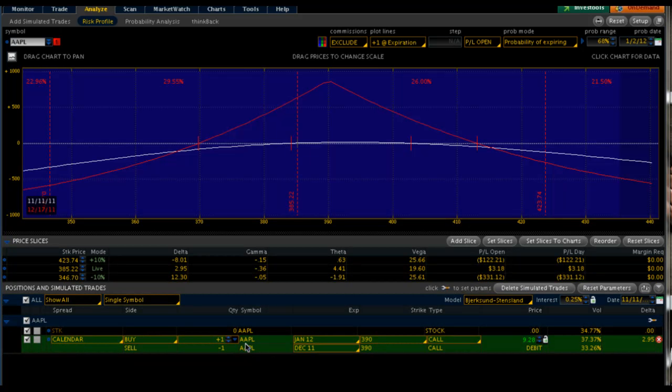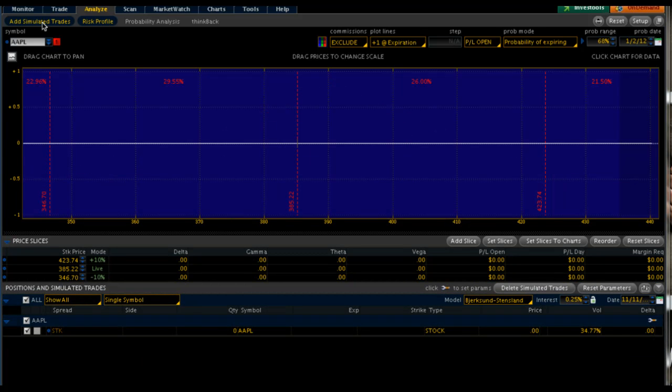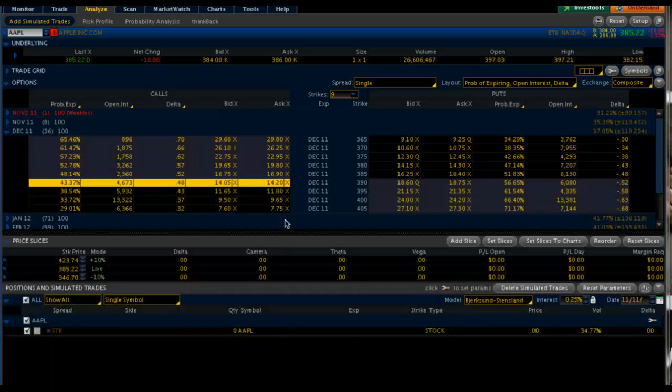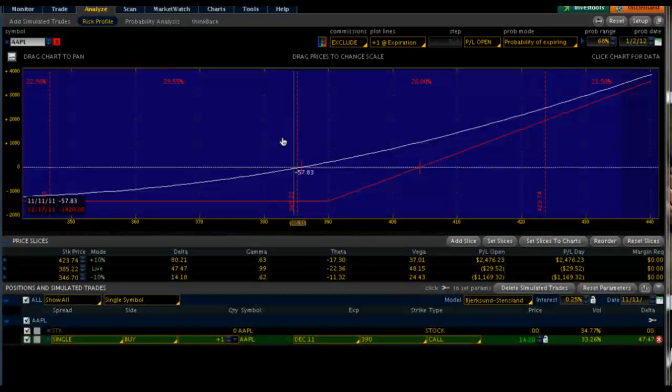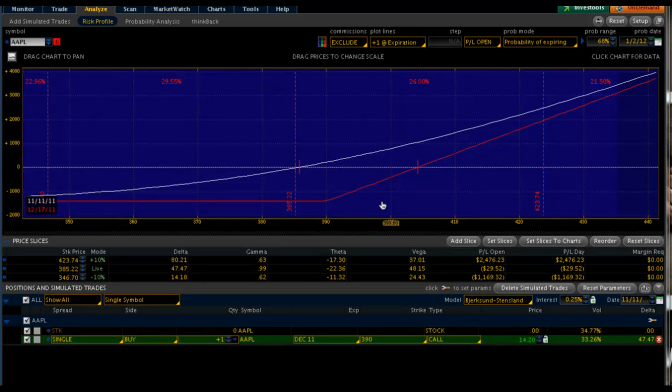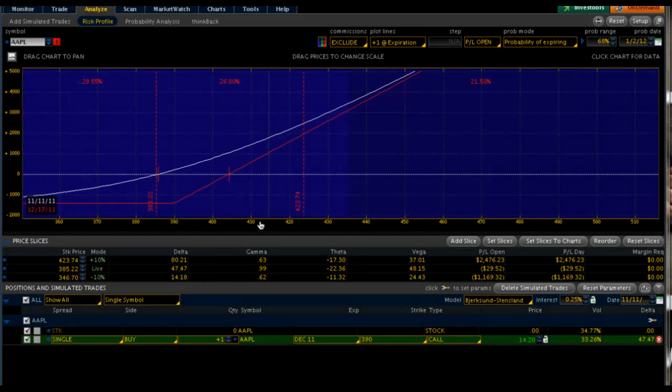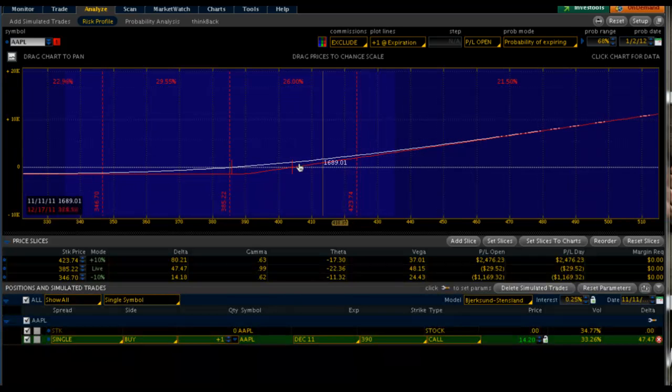See, a calendar spread. Let me go back here. Let's say we just want to buy a call in December. We just buy a call. It has to go up. So you have to front up $1,420 up here. That's how much money you have to put up on this trade. In order for you to be right and make money, Apple needs to go up.